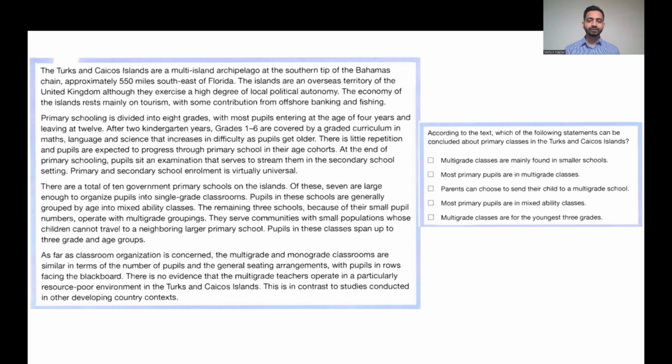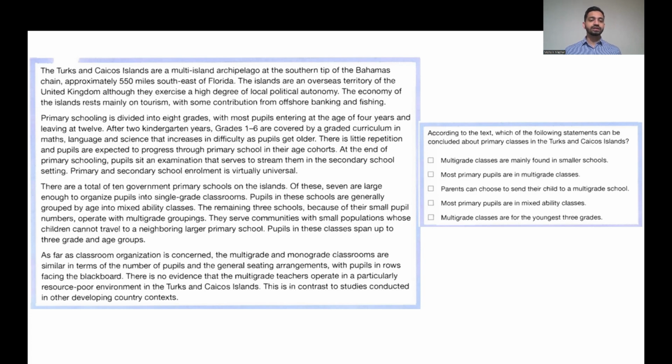So far, we haven't had any talk about primary classes. We are looking for primary classes, right? So we haven't had anything talked about primary classes. That's our main focus here. Now it talks about primary schooling. So that's where we're getting into it. And we're going to read and pay particular attention because it's already talking about primary schooling here.